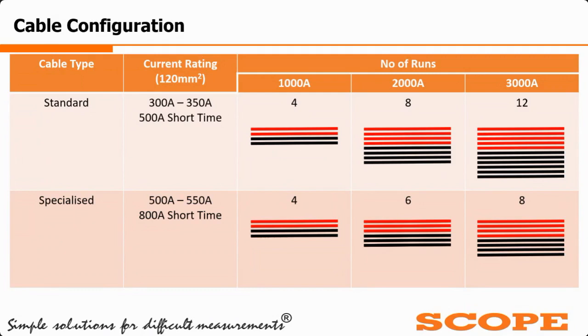By specialized cables, we can see a single cable can inject 500 ampere continuously, and 800 ampere for a short time. So for 1000 ampere we require 4 cables for 2 runs, that is, on the P1 side we need to connect 2 cables, and on the P2 side we need to connect 2 cables. So totally we require 4 cables.